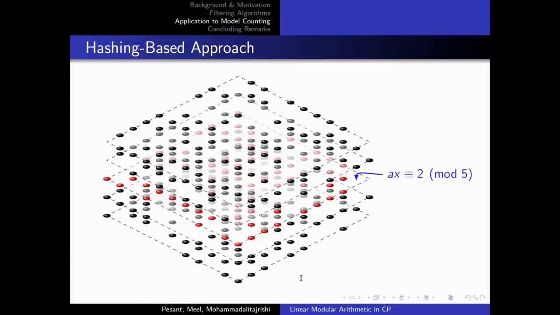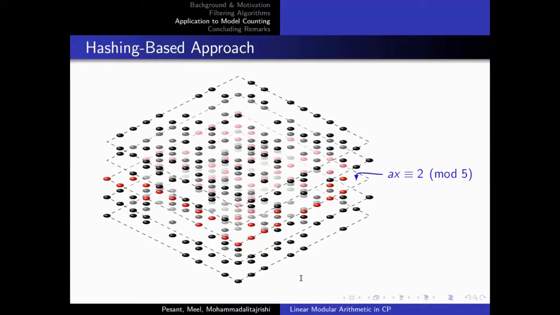So here's an illustration of the idea. Every dot here represents a solution to your CSP. So you pick a linear modular constraint uniformly at random. So here AX congruent to 2 modulo 5. The coefficients A are chosen uniformly at random. The right-hand side 2 as well. And so it divides fairly evenly the set of solutions into 5 slices here. And say with that constraint, we would take the third slice right in the middle there. Those are the red dots.